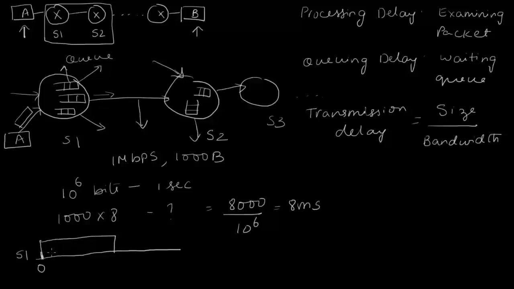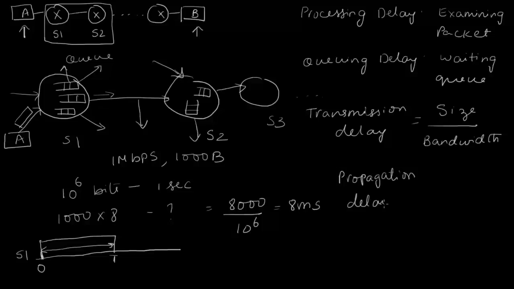And as I said, this transmission takes some time. This time that it takes, for example, in the previous case is 8 milliseconds, but let me just call it t. When you put the first bit on the link, it's not that this bit reaches S2 instantaneously. It takes some time for this bit to go all the way to S2. And the delay that is involved there is called the propagation delay.